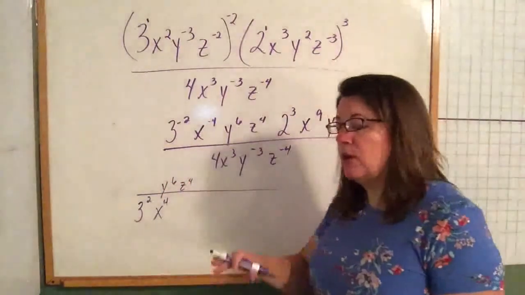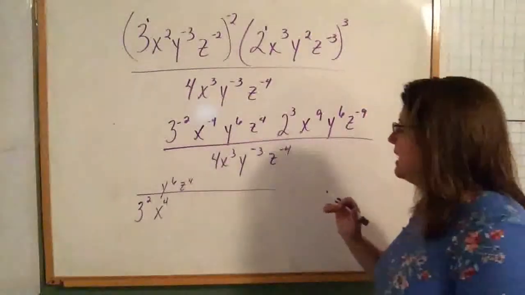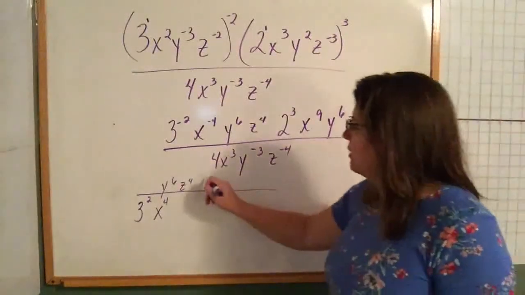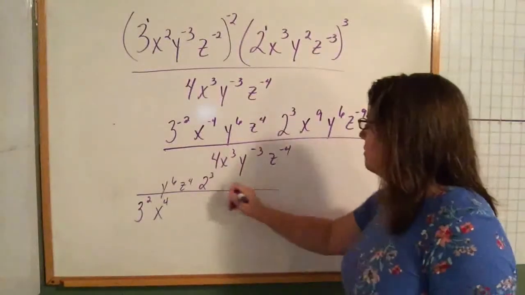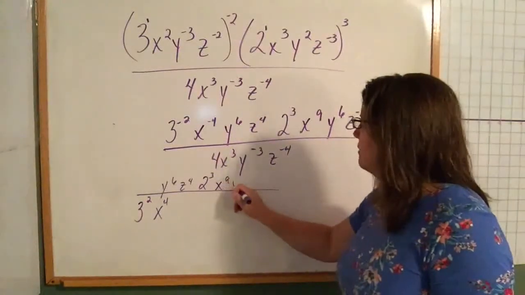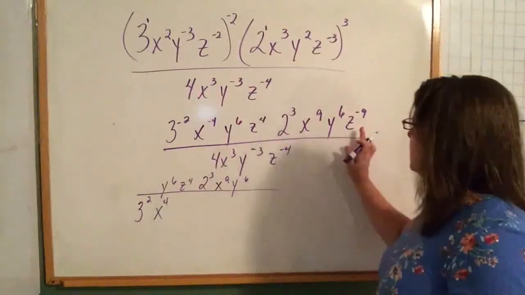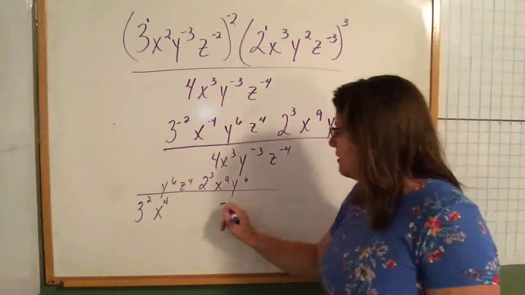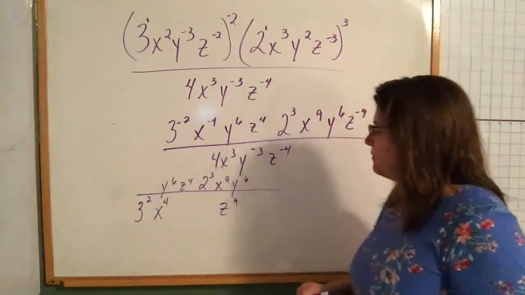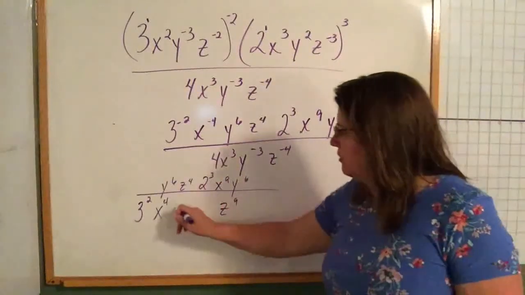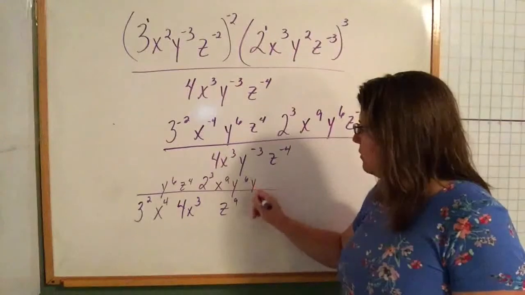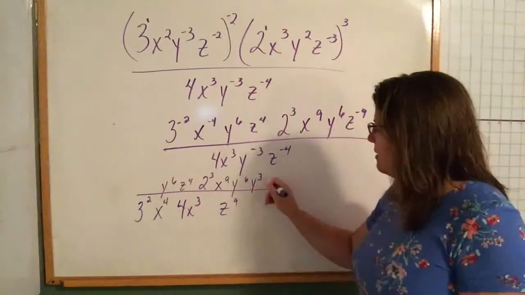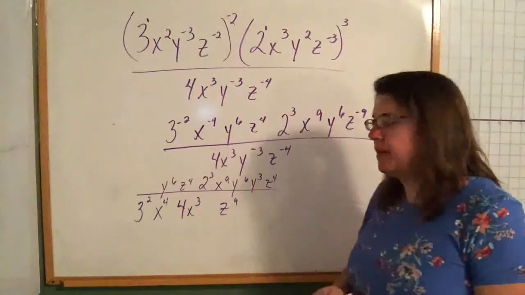Again, I just go in order so that I'm not leaving anything out. 2 cubed stays where it is. X to the 9th, y to the 6th, both stay where they are. They were positive. Z to the 9th goes to the bottom as a positive. 4x cubed stays where it is. Y to the negative 3 goes to the top as a positive, and z to the negative 4 goes to the top as a positive.